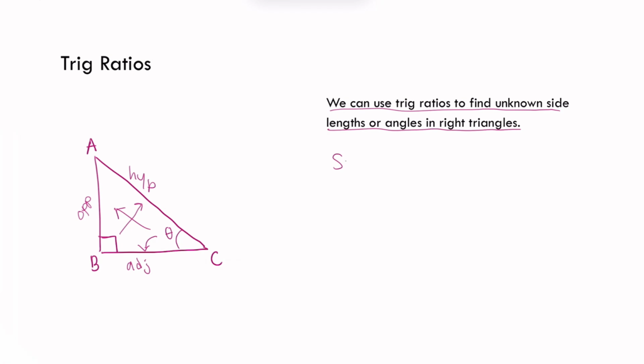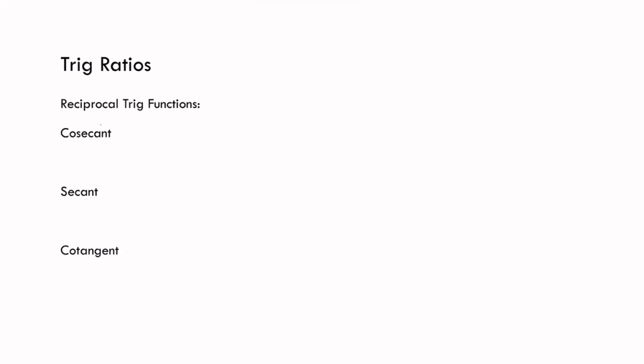We can memorize trig ratios by using SOHCAHTOA, where sine is equal to opposite over hypotenuse, cosine is equal to adjacent over hypotenuse, and tangent is equal to opposite over adjacent. Okay, moving on to reciprocal trig functions, cosecant is equal to 1 over sine, secant is equal to 1 over cosine, and cotangent is equal to 1 over tangent.